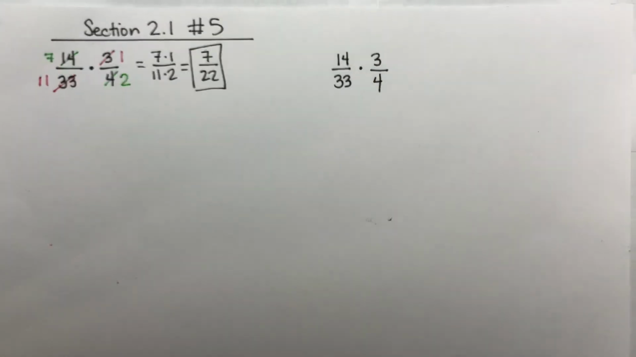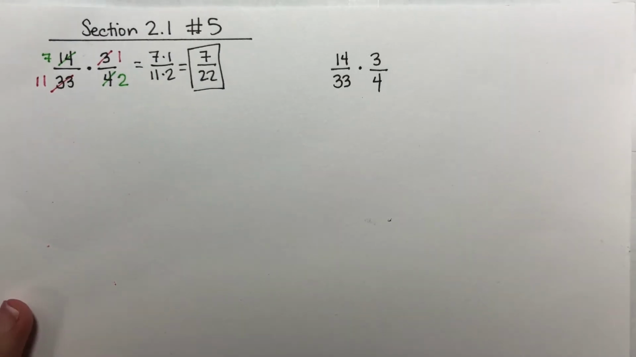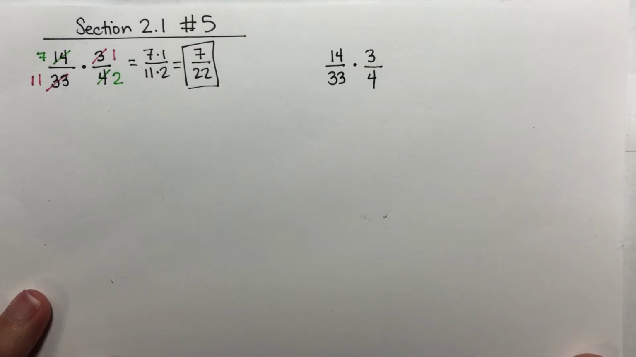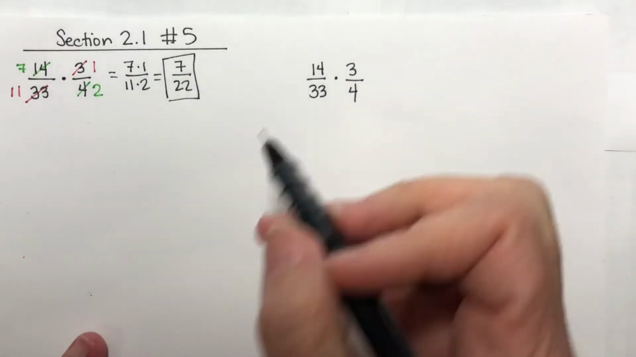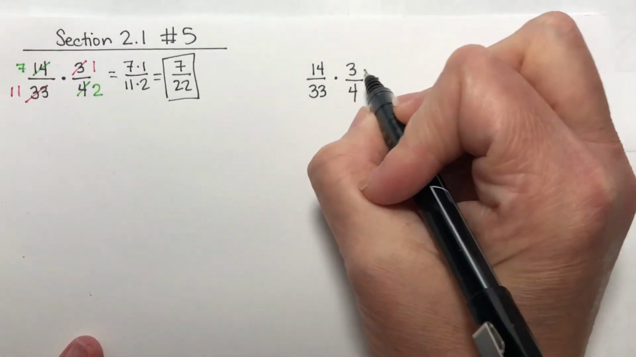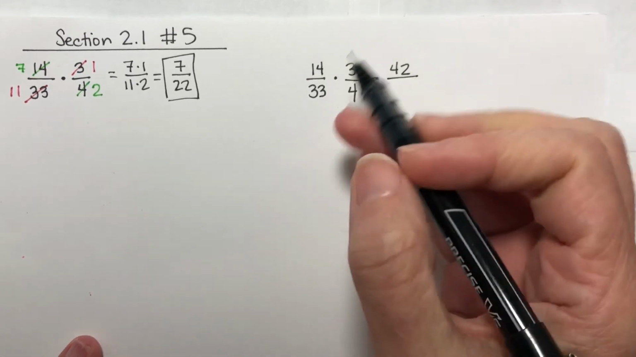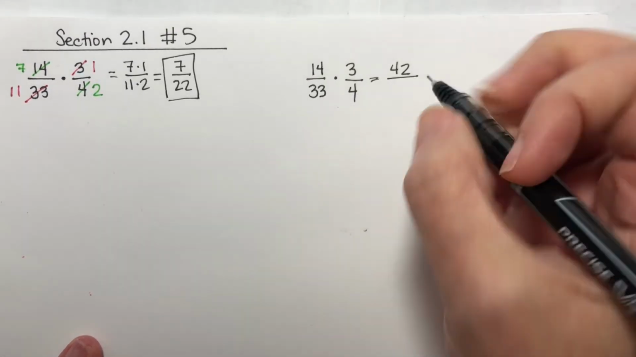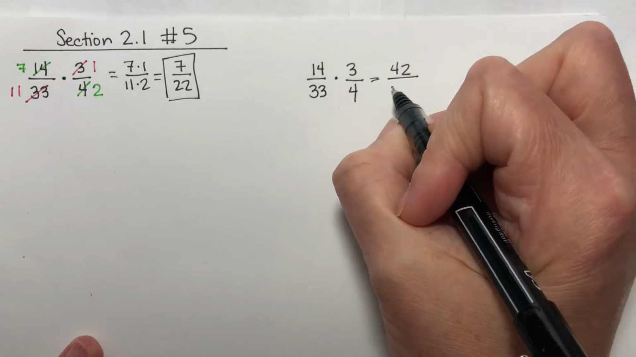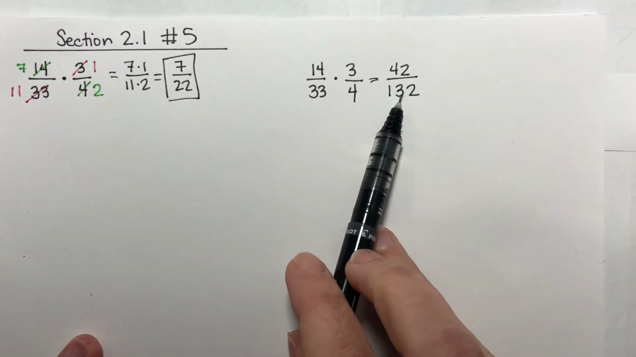Okay, so what did the people who wrote the examples, Help Me Solve This, how did they approach this? Well, they used the definition of multiplication of fractions that says you can multiply straight across. So 14 times 3 will give you 42. And 33 times 4 gives you 132. And now they want us to reduce this.